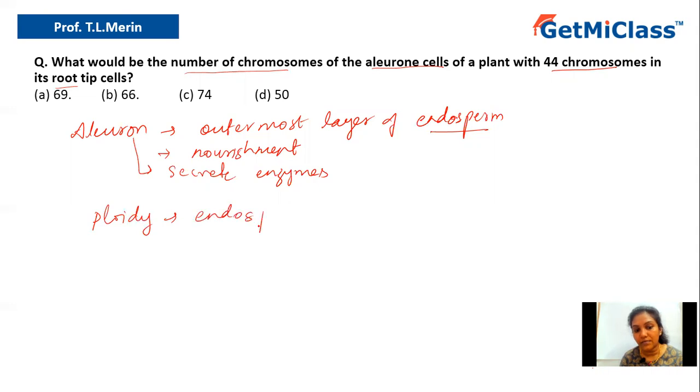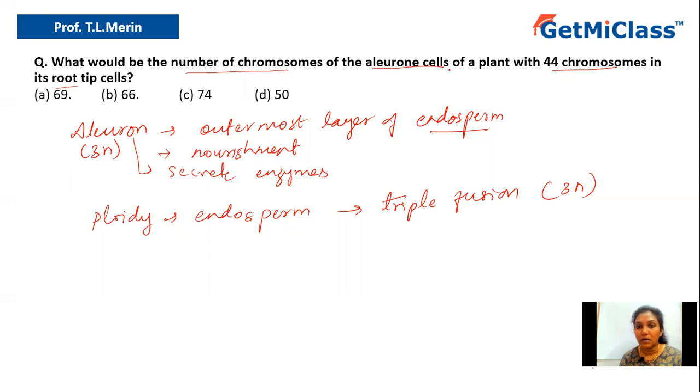Endosperm is a triploid cell, right? It is formed by triple fusion, where three nuclei fused together. So its ploidy level is 3n, that is, it is triploid in nature. Since Aleurone belongs to endosperm, because the outermost layer of endosperm is called Aleurone, the ploidy level of Aleurone also will be 3n.